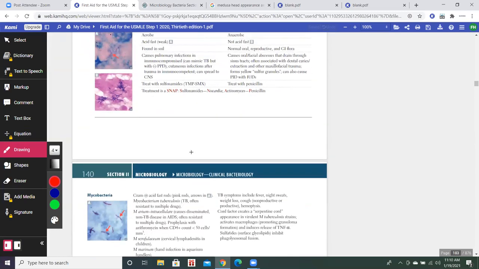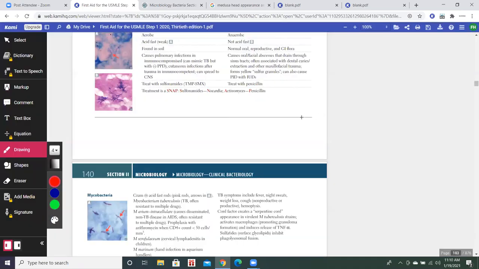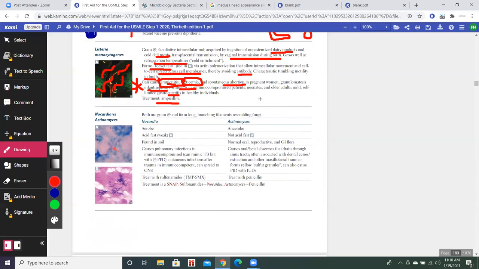Listeria, are we clear about this? Okay. What is the source of infection of listeria? Always remember, please write this down over here.